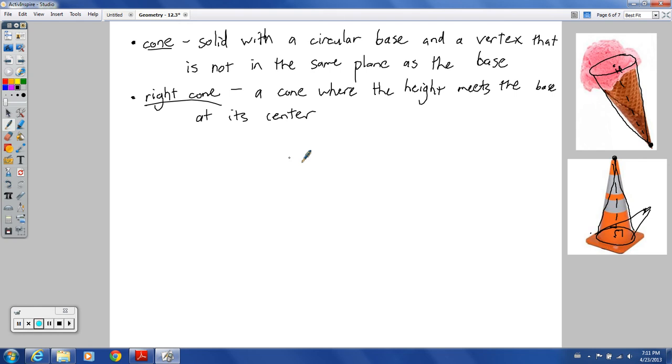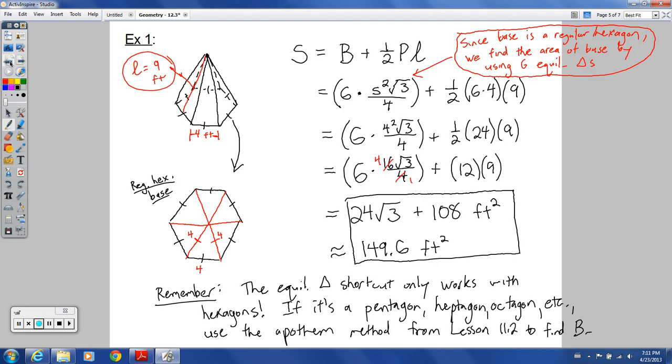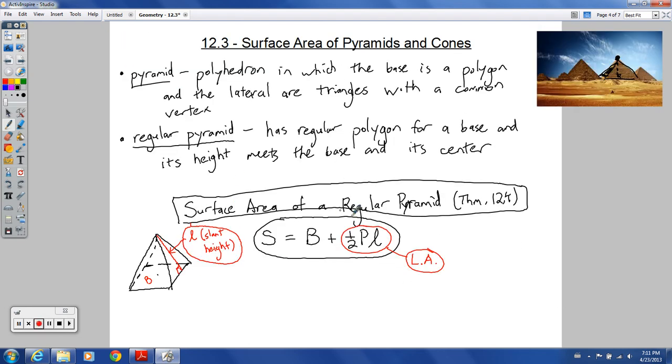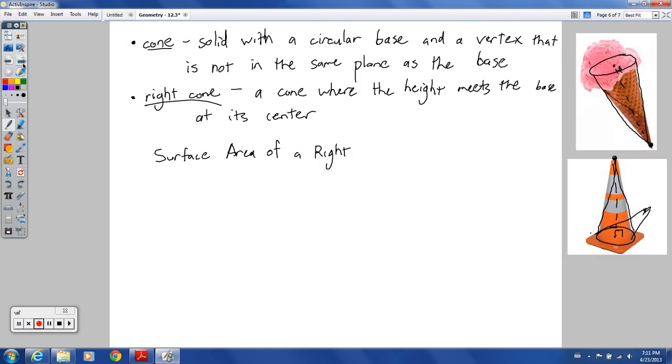And so let's draw a picture down here to go along with the formula, just like we had done with the pyramid. The other big guy here, the other big kahuna, the surface area of a right cone can be found like this. This was the surface area of a regular pyramid. The surface area of a right cone. This is theorem 12.5.